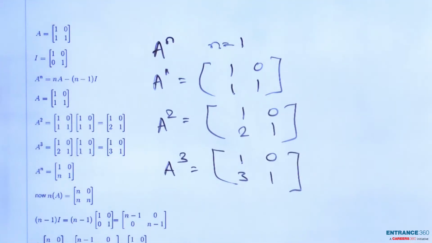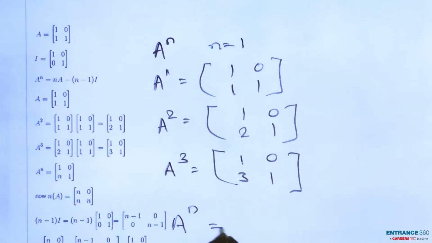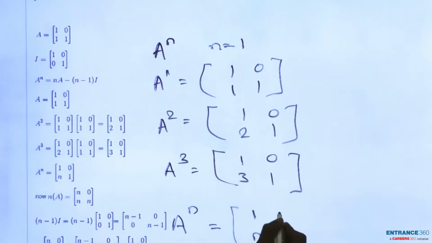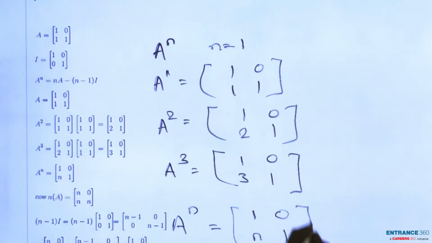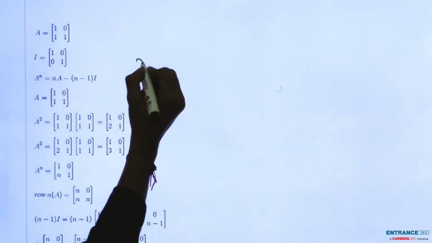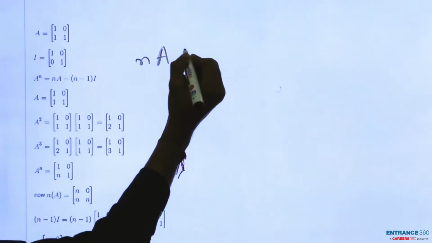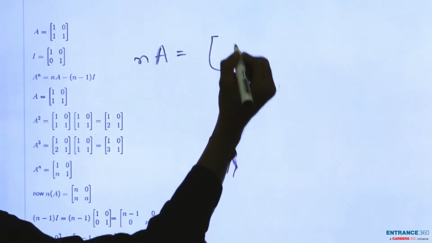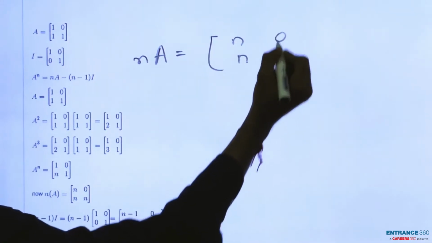So we observe that if we put n equal to n, then we will get the matrix [1 n; 0 1]. So next, move to the second step. Now find n multiplied with matrix A, which is [n n; 0 n].